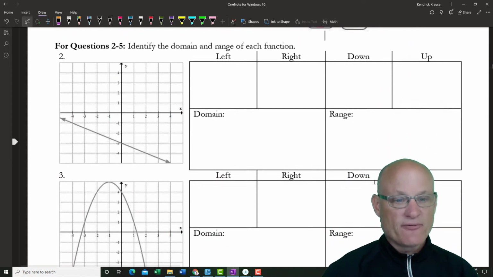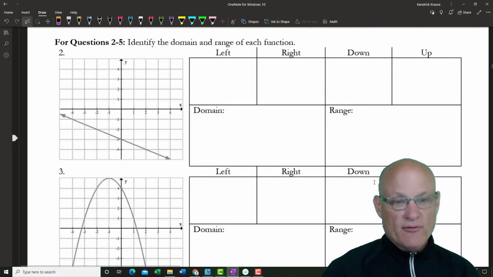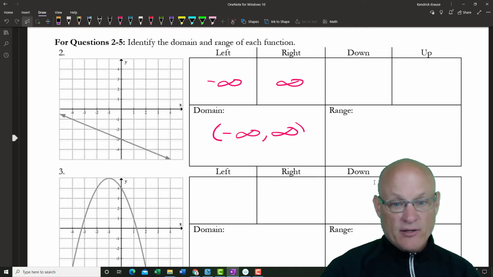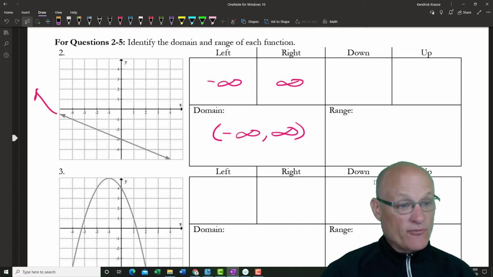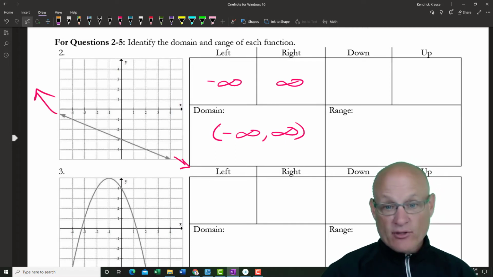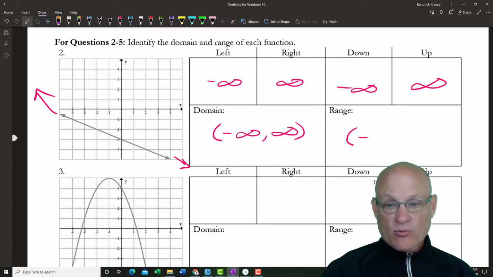All right, let's do identify domain and range. So it's going forever and ever to the left, and it's going forever and ever to the right. So the domain is negative infinity to positive infinity. Remember, infinities never have brackets on them. It's also going forever and ever up and forever and ever down. So it's going down to negative infinity and up to positive infinity. So the range is negative infinity to positive infinity.